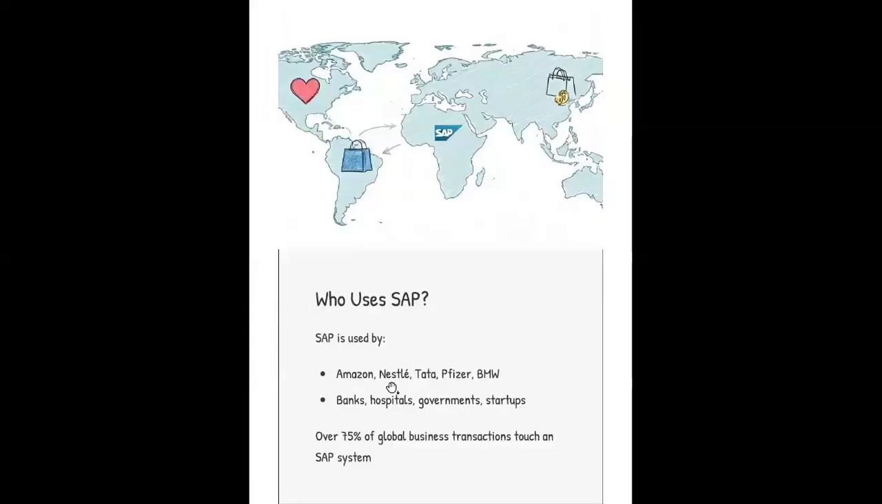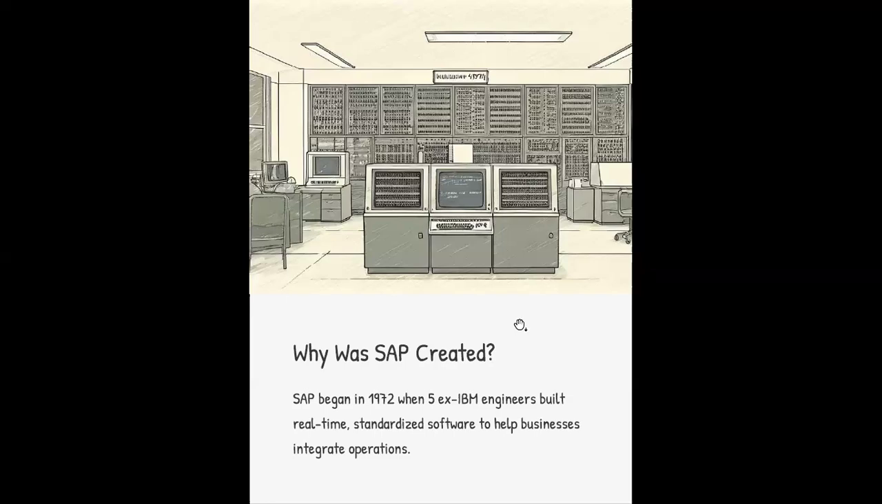Now, who uses SAP? SAP is used by Amazon, Nestle, Tata, BMW, and banks, hospitals, government, startups, and many more. Why was SAP created? SAP began in 1972 when five ex-IBM engineers built real-time standardized software to help businesses integrate operations, so that we can combine all the data between different software in one place.